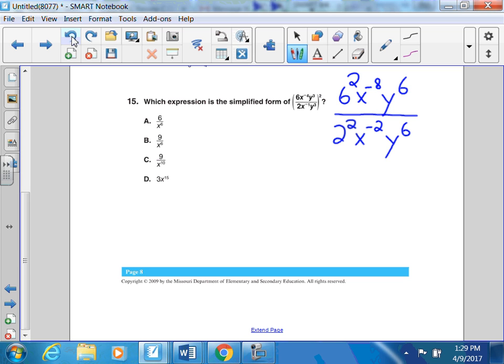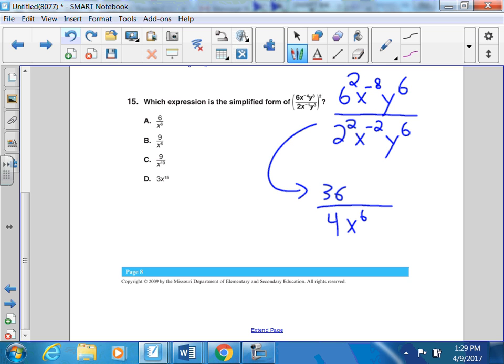Okay, now let's simplify. So we've got 6 squared is 36, 2 squared is 4. And then we look at x to the negative 8 and x to the negative 2. Which one is bigger, negative 8 or negative 2? So that would be x to the negative 2. And how much more is negative 2 compared to negative 8? It would be 6 more. So we're going to put x to the 6th on the bottom. There are more x's on the bottom, and there's 6 more.